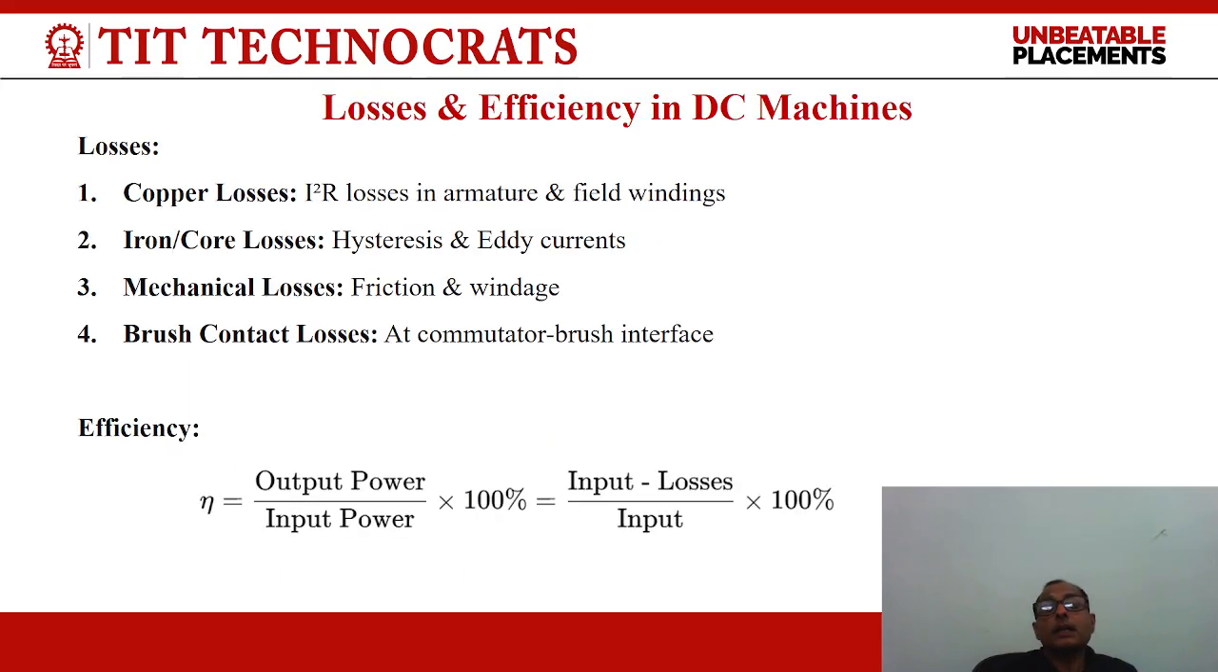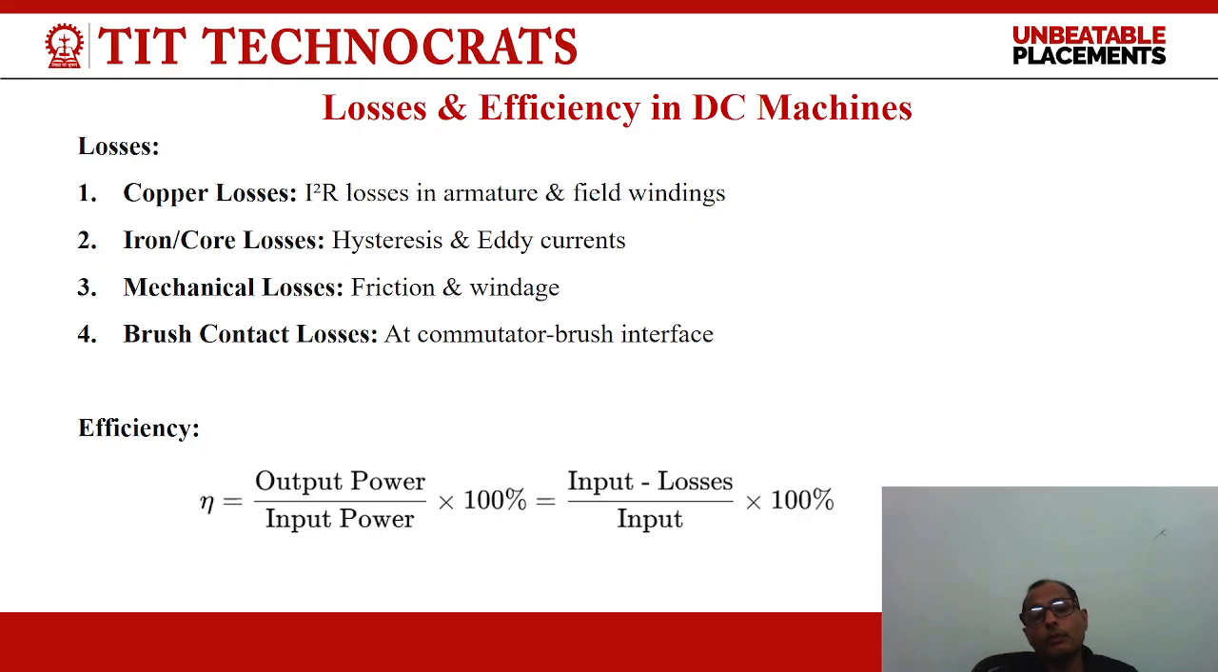The losses which occur in DC machines are copper losses, iron losses, mechanical losses and brush contact losses. Copper losses occur in armature and field windings, iron losses or core losses occur in the magnetic field system which causes hysteresis and eddy current loss. Mechanical losses are basically due to friction and windage, and brush contact losses occur at the commutator brush interface.